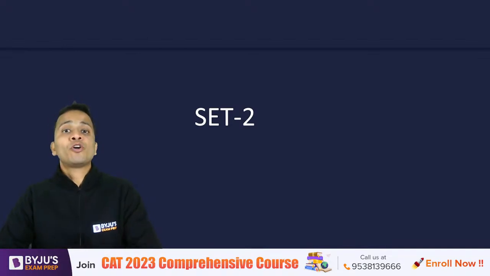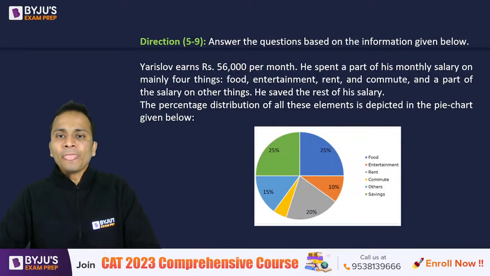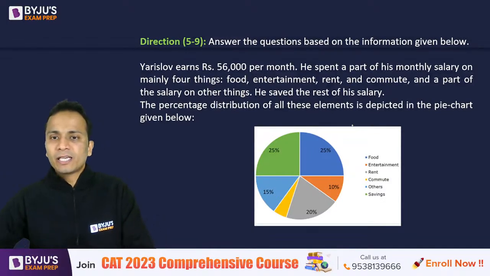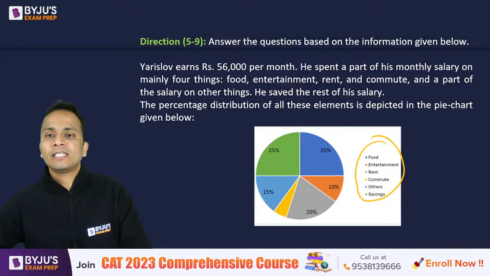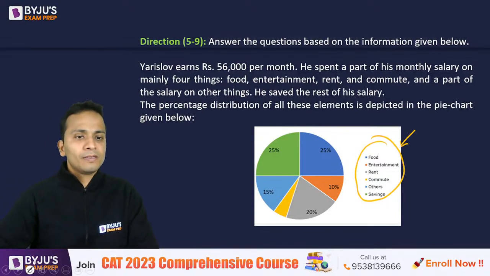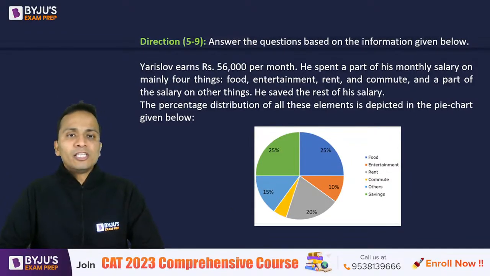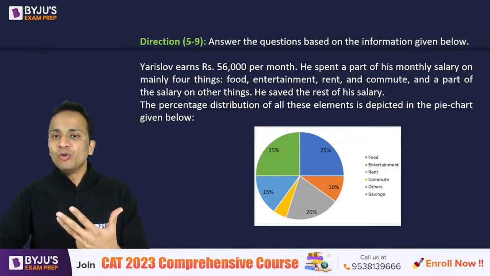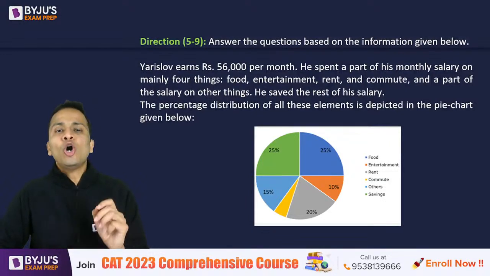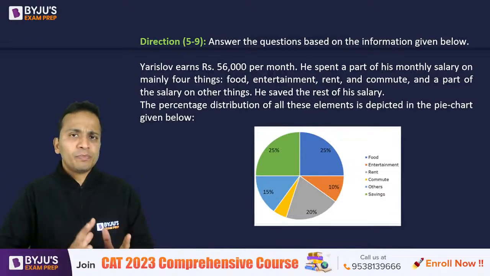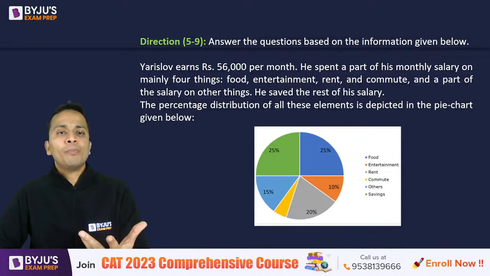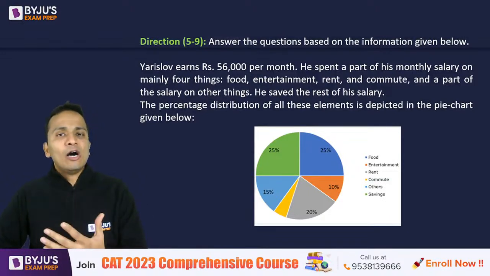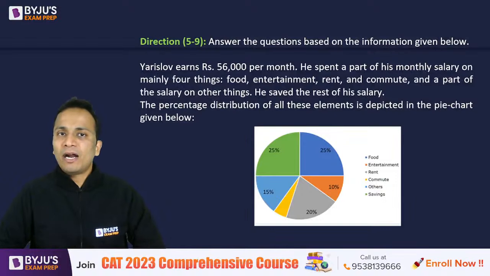So common directions for set number two are on your screen now. This is a pie chart. Please carefully look at the portions given in this pie chart. Now Yarislov earns rupees 56,000 per month. He spends a part of his monthly salary on mainly four things: food, entertainment, rent, and commute, and a part of the salary on other things. So basically there are five things he is spending on: food, entertainment, rent, commute, and other things. Now, whatever portion is remaining, he will save.